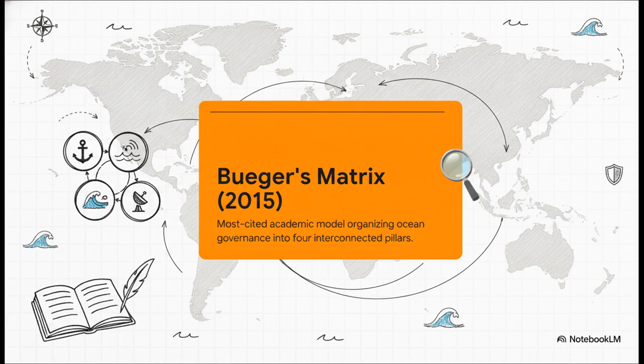But we are going to use the framework that has the absolute widest academic currency. It's built on Christian Buger's Matrix of Maritime Security, which was published in the journal Marine Policy back in 2015. It is literally the most cited academic model for this exact kind of study, organizing ocean governance into 4 interconnected pillars. If you ever read other materials that use slightly different labels, just know that the substance maps directly back to Buger's definitive 2015 matrix.